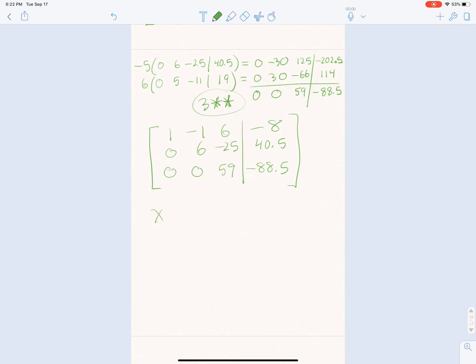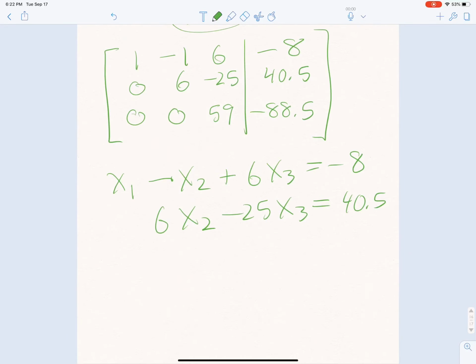Now I'm going to do this. What were our variables? X, Y, Z or something, right? Was it X1? So X1 minus X2 plus 6X3 equals -8. And then you got 6X2 minus 25X3 equals 40.5, right? And then lastly, you have 59X3 equals -88.5, right? So then X3 equals what? -88.5. Anybody have a calculator? Divided by 59, what do you get?